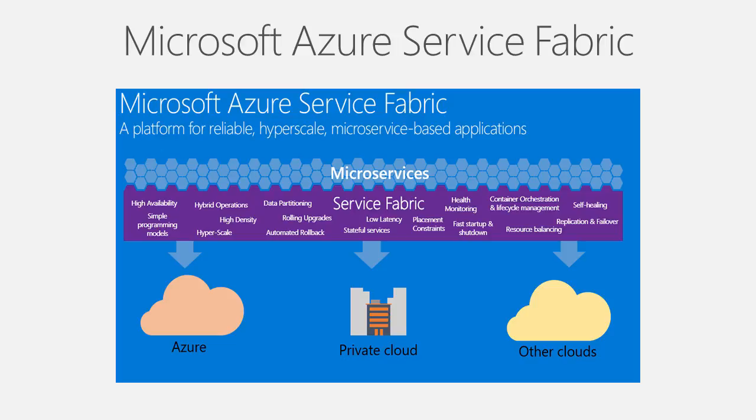Service Fabric comes with a very sophisticated health monitoring system that not only monitors your clusters or the nodes in your cluster, but also the services. It also offers self-healing. So for example, if a service goes down on one node, Service Fabric will spin up an instance of that service on another node.